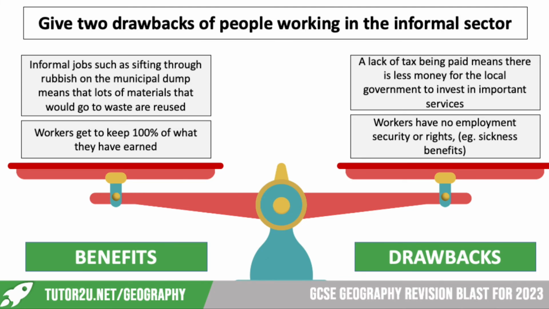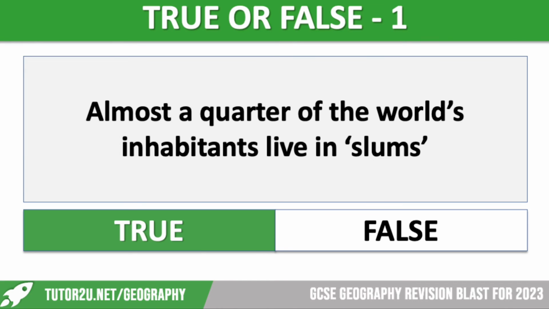There is also an issue around the fact that informal jobs means that less tax is being paid. So if less tax is being paid, there is less money for the local government to invest in important services that would improve the quality of life. For example, healthcare services or education. Well done if you got those.